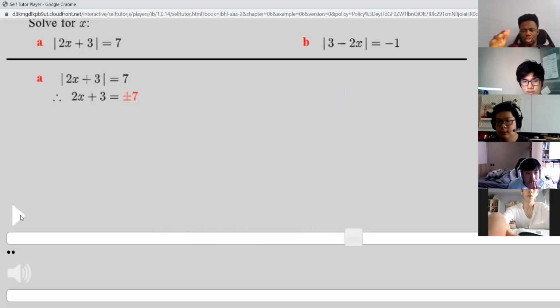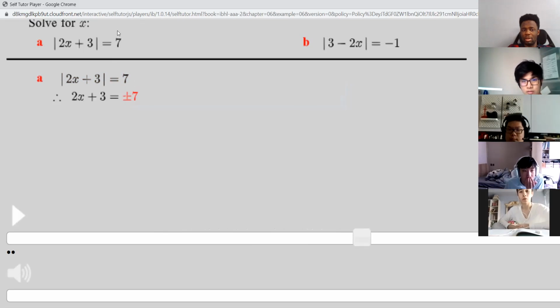Is it just using the property that has just been proved? All right, so you can write it directly. That's what it says. You can write it directly. And this is only because you have a positive number. Remember, our absolute value will always be a positive number.